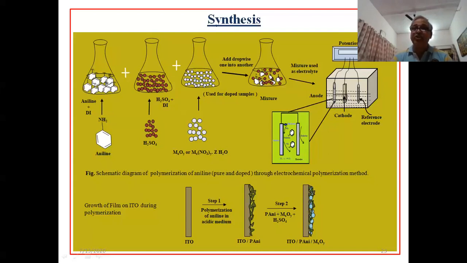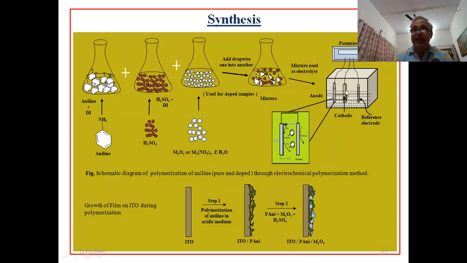This is the potentiostatic setup. First, we take aniline at 0.15 molar in deionized water, and H2SO4 is also 0.15 molar, and we mix these two. This mixture is known as the electrolyte, and we put it in the three-electrode compartment. Here this is the anode, and this anode is the ITO.